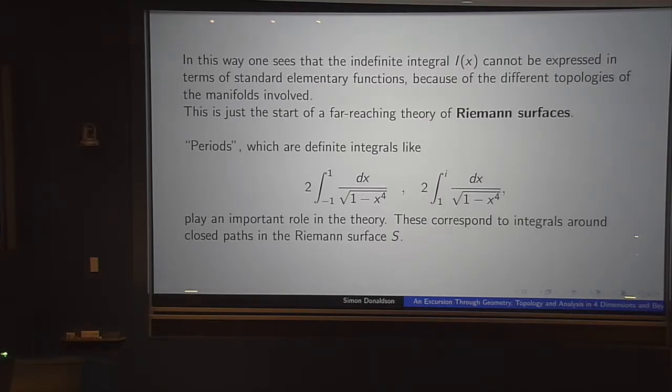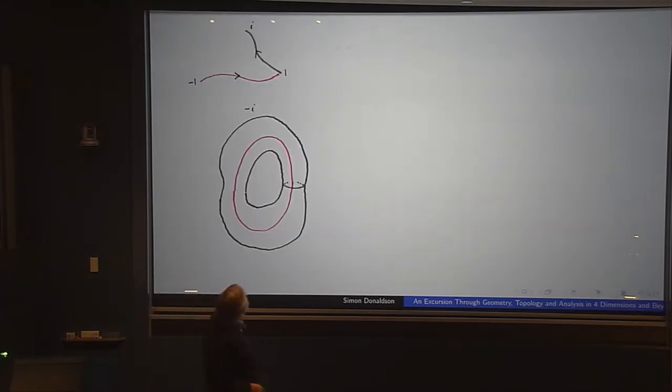And one of the important things in that theory, which I'll want to come back to, are what are called the periods of a Riemann surface, which are suitable definite integrals. So in the case we considered before, they'd be given by the integral between the branch points -1 and 1, for example, or 1 and i, and we'll stick a factor of 2 in, for a reason you'll see in a moment. So these things correspond to integrating around closed paths on our Riemann surface, as in the picture here.